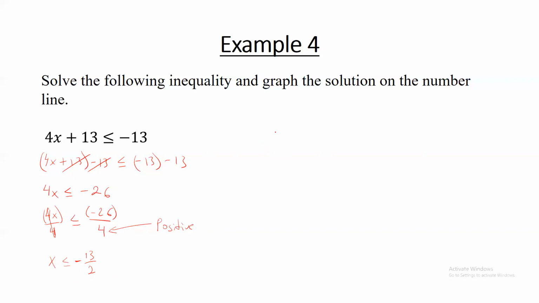And once again, I can plot this very easily on a number line by saying that the key number is negative 13 over 2. The circle here is filled in because this is not a strict inequality. It's a less than or equal to, so x could equal negative 13 over 2. Again, x is smaller than that number, so we will shade to the left.